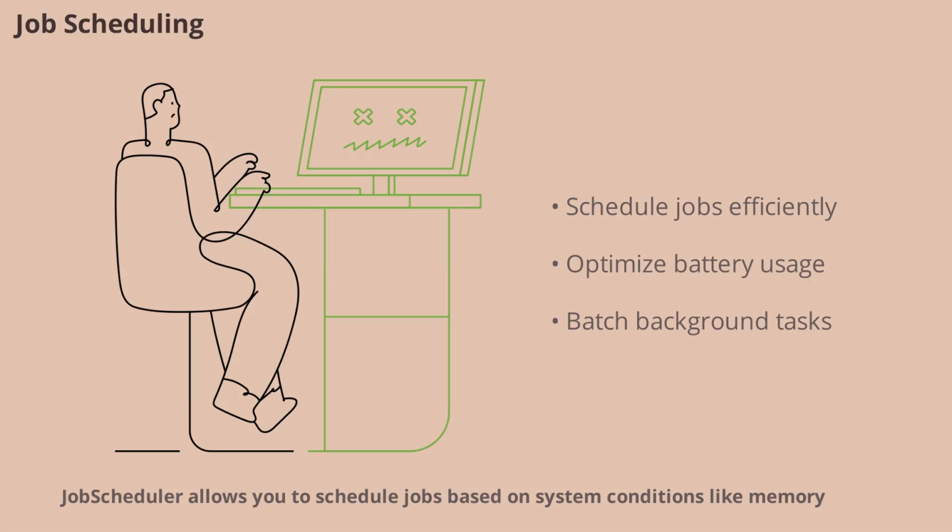Job Scheduler allows you to schedule jobs based on system conditions like memory, power, and connectivity. It supports batch scheduling, reducing battery consumption. Use it for tasks like uploads, network access, or periodic background work.